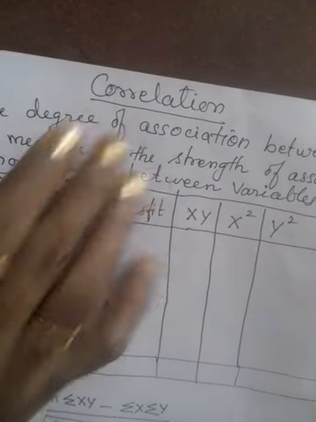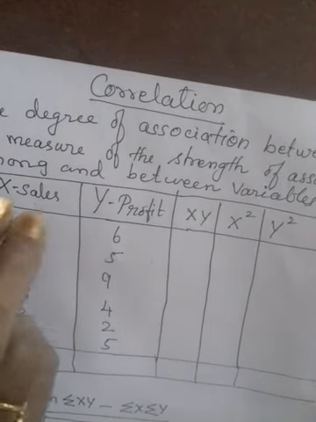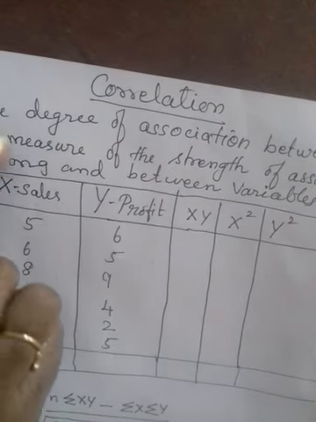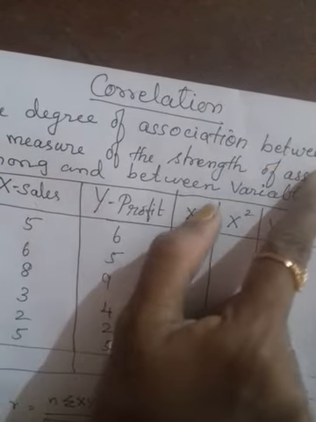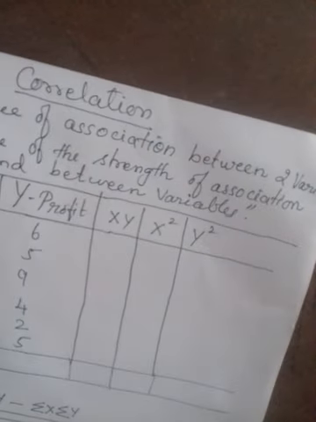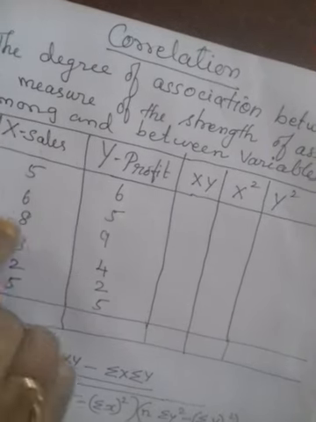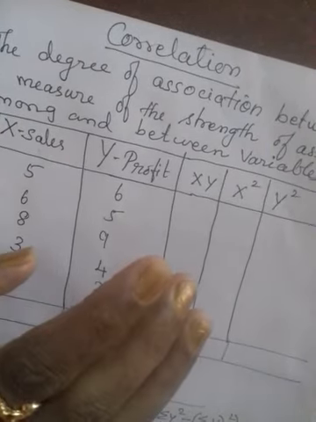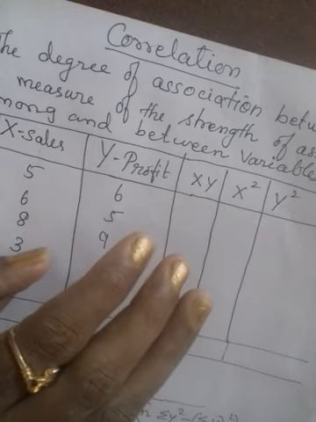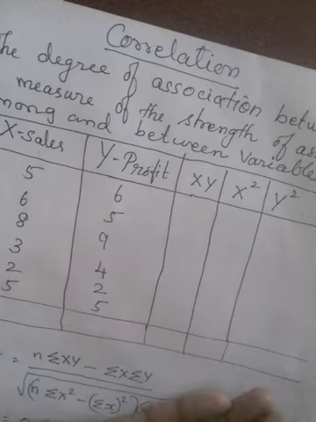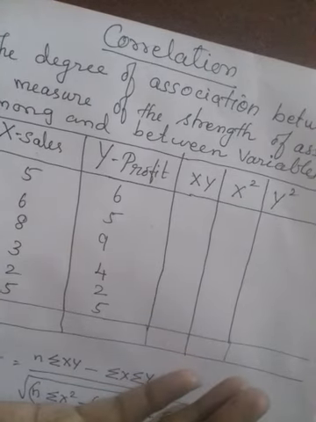So correlation is how we find out whether there is any relationship between two variables. The degree of association between two variables is called correlation. If one variable increases, the other variable also increases, so that is called highly positively correlated. If one variable increases and the other variable decreases, then it is called negatively correlated.